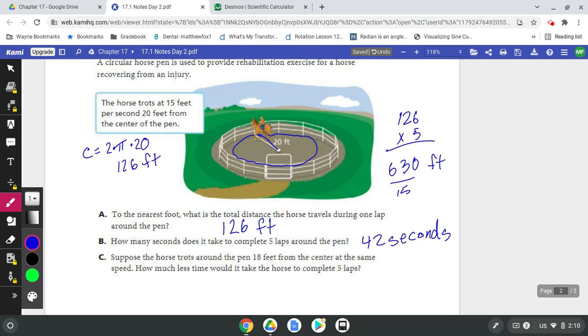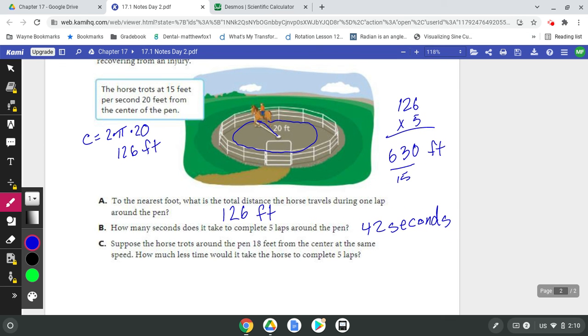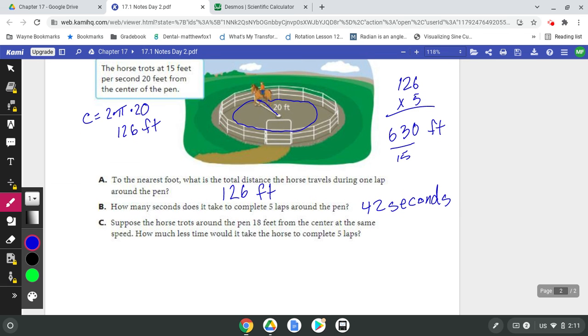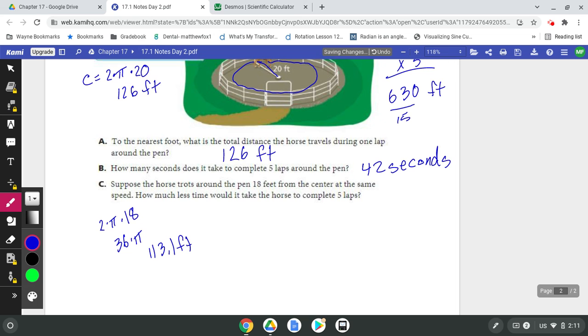Now, question C, sorry. Suppose the horse trots around the pen 18 feet from the center at the same speed. How much less time would it take the horse to complete 5 laps? So to do this, we need to figure out how much smaller that circle would be. So 2 times pi times 18. So 36 times pi. If we do that, we're going to get 113.1 feet.